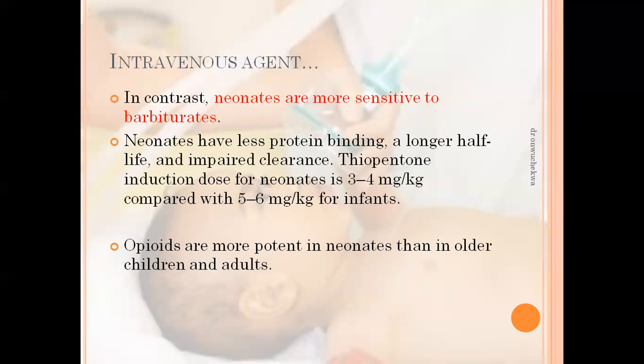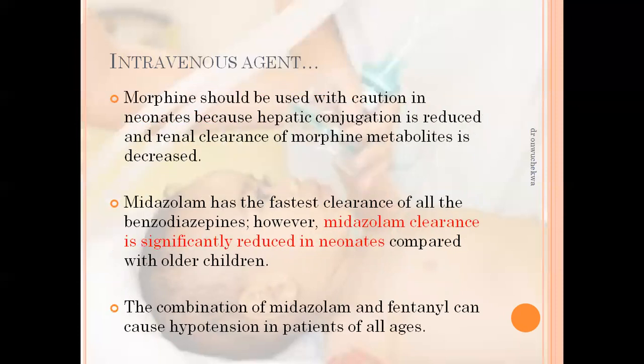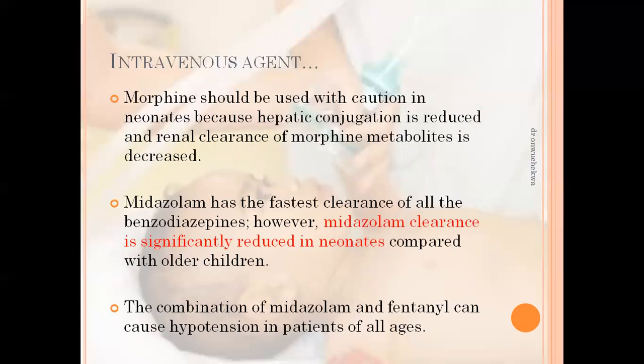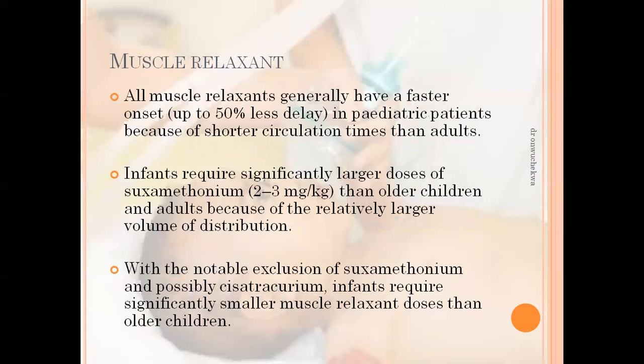Opioids are more potent in neonates than in older children and in adults, so the use should be done with care. Morphine should be used with caution in neonates because hepatic conjugation is reduced, and you don't want them to start accumulating morphine-6-glucuronide in the system. Midazolam has the fastest clearance of all the benzodiazepines. However, midazolam clearance is significantly reduced in neonates compared with older children. So the combination of midazolam and fentanyl causes hypotension in all patients.